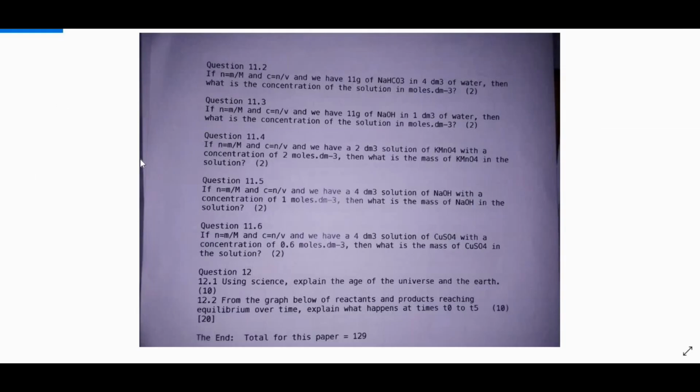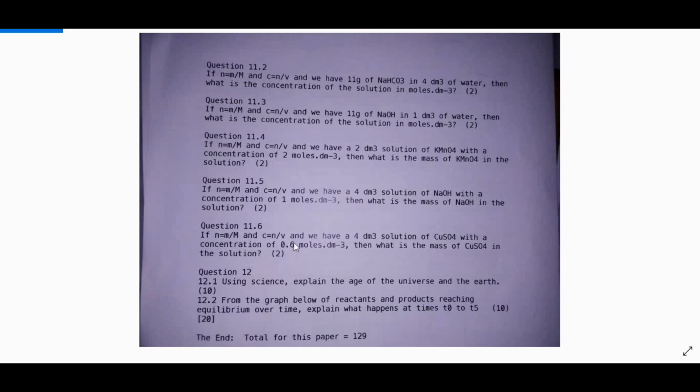Alright, so we can see we got a bunch of follow-on questions for 11.2, 11.3, 11.4, and 11.6. And then obviously question 12 as well, but we just focus on question 11 now. So question 11.2 all the way through to 11.6 is still making use of the same formulae, just asking us to calculate different things, and they're all 2 marks each. So 2, 4, 6, 8, 10. So another 10 marks worth of questions. We just completed the first 2, so 12 altogether.